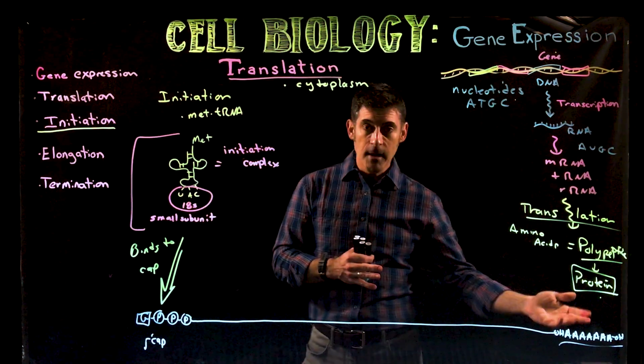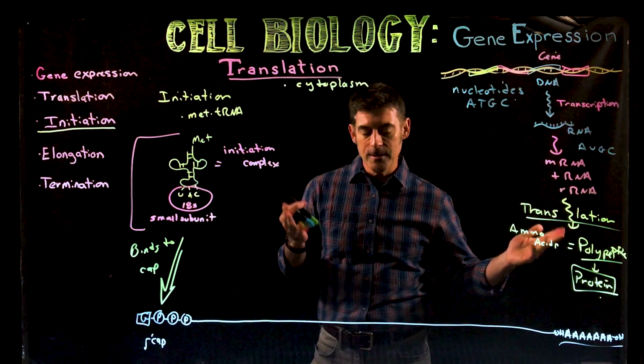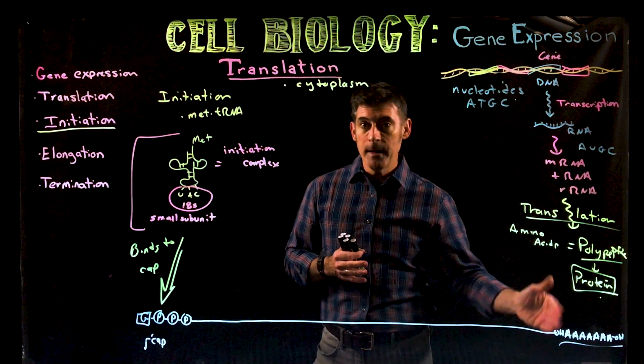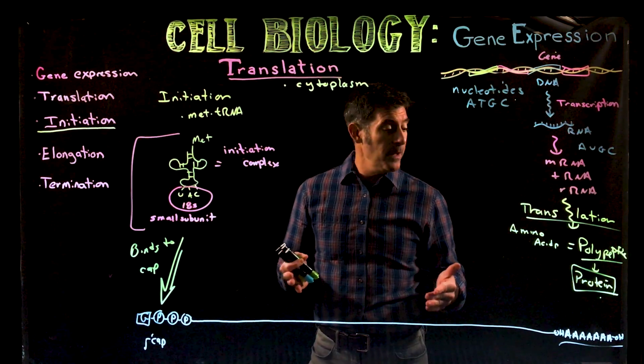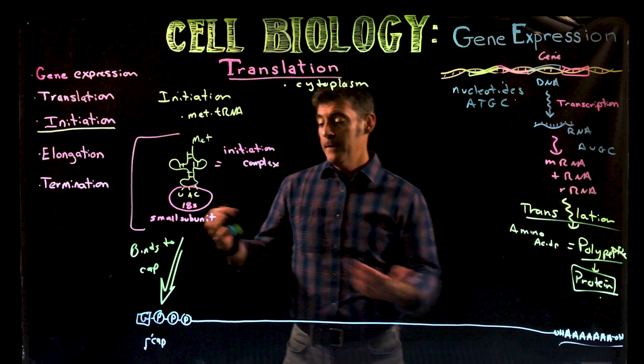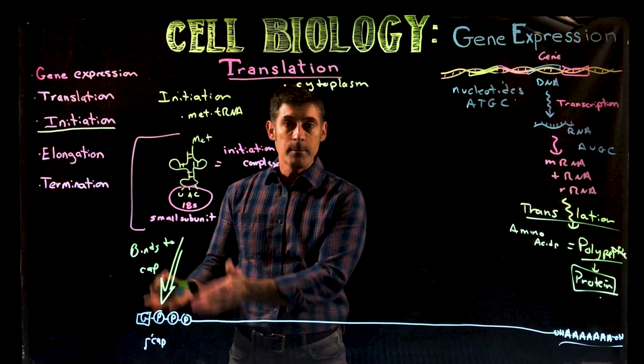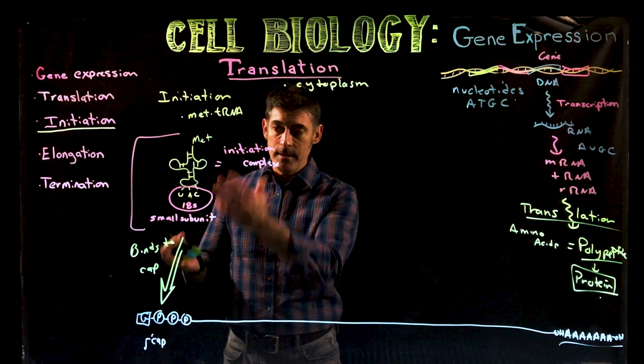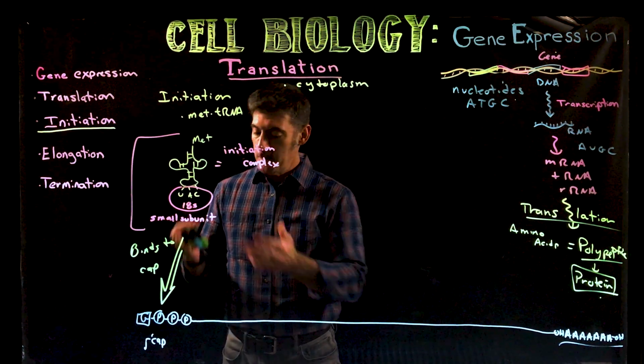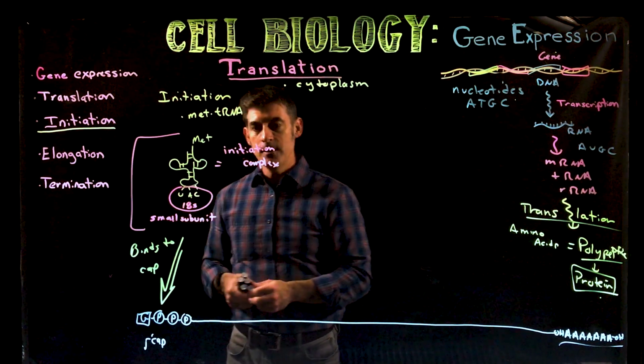Also, if the tail gets too short, it doesn't actually fall off, but enzymes are chopping up the tail, shortening it the whole time it's in the cytoplasm. Once the tail gets too short, it initiates a signal for the cap to be removed, which then doesn't allow the initiation to even occur. So the cap is very important for the binding of this initiation complex.